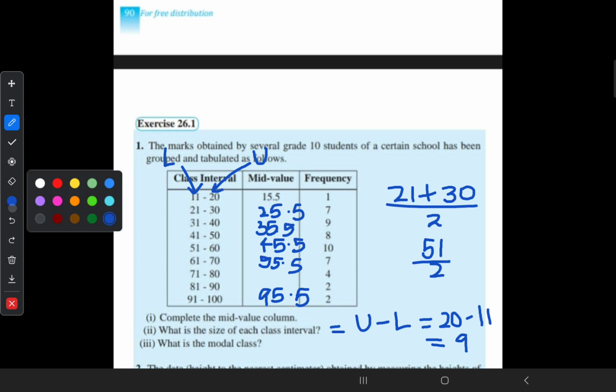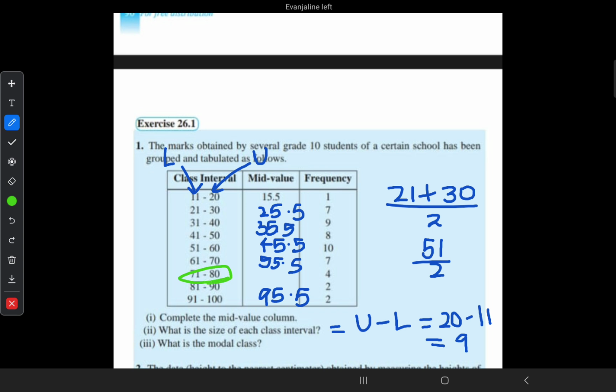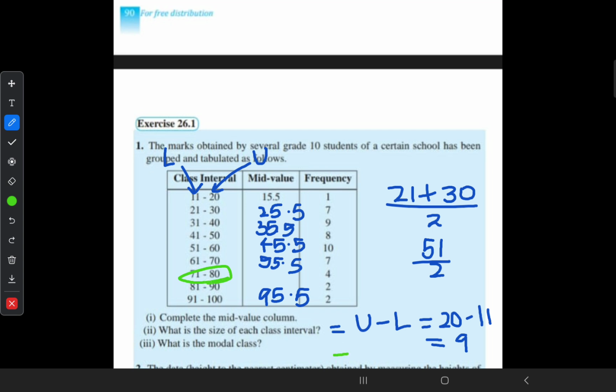9. Likewise, let's find for one more. Let's find here the class interval. For that, from the upper boundary, which is 80, subtract the lower boundary 71. When you subtract like that, again you will receive your class interval as 9.